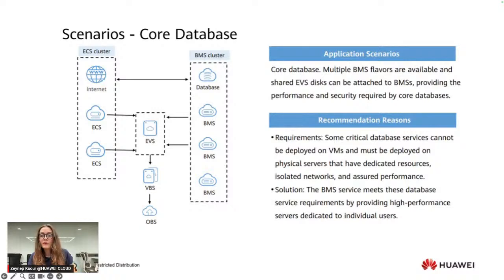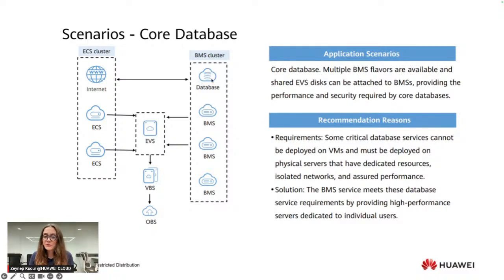So here's a quick rundown of what we're looking at with this core database scenario. On the left, we've got an ECS cluster that's connected to the internet, and these ECSs use EBS storage. And there's a link to OBS for object storage. Now on the right side, we see a BMS cluster.